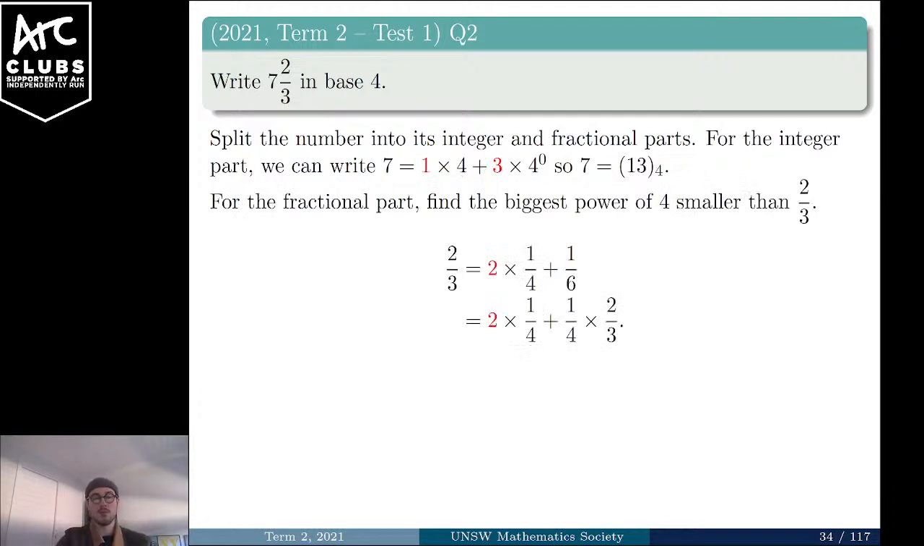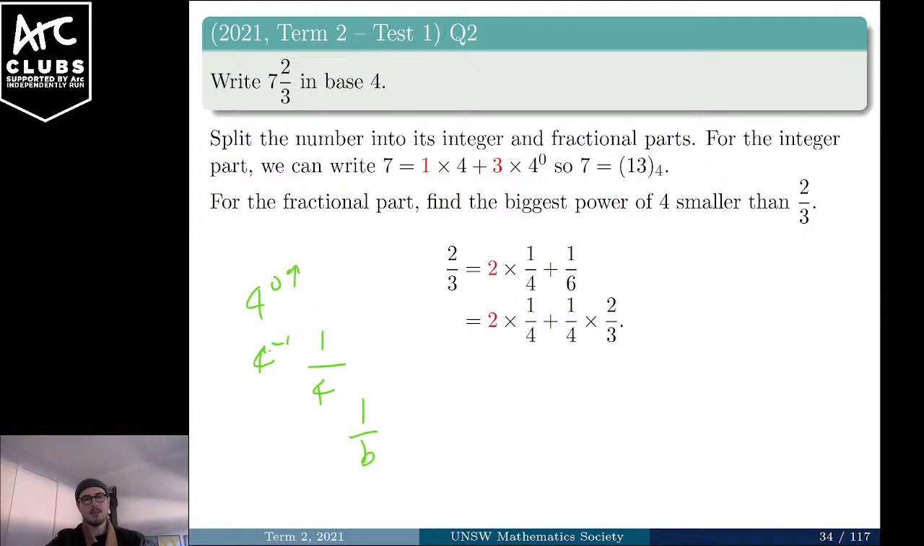For the fractional part, we find the biggest power of 4 smaller than 2/3. So the same approach as before. If we're talking about integers, we're looking at 4 to the power 0 and upwards. When we're talking about fractions, we don't start from 0, because 4 to the 0 is 1, which is still an integer. So we always start from -1. That's where we start. If we're talking about base 4, of course, it would be arbitrary base b.